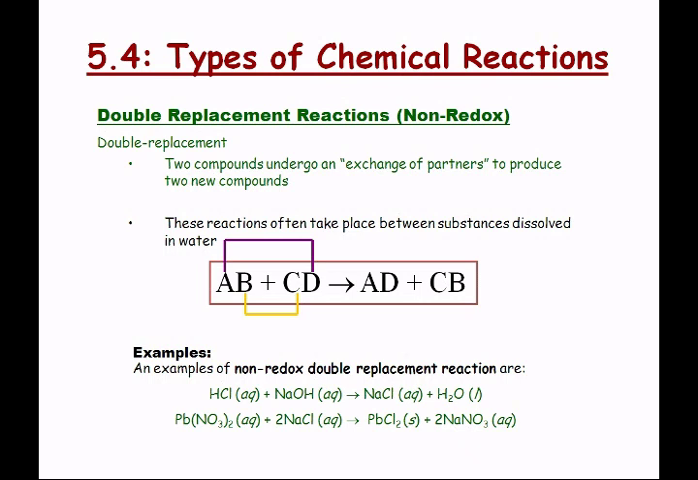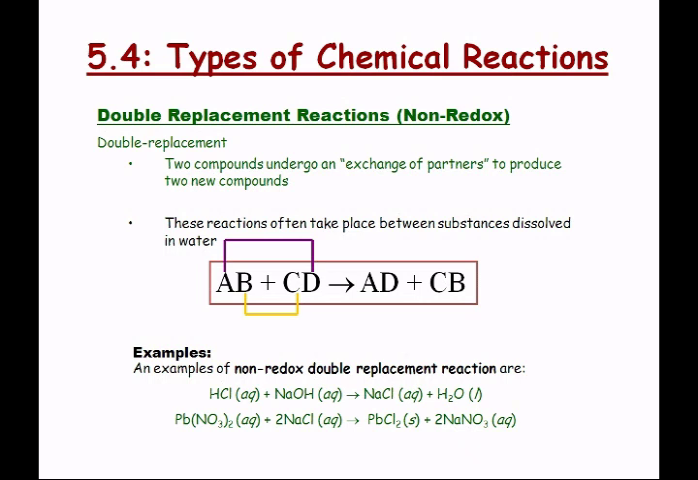So a double replacement reaction is always going to be a non-redox reaction. You'll usually find these between two ionic compounds that kind of do the do-si-do and switch partners. Two compounds undergo an exchange of partners to produce two new compounds. So we go AB plus CD goes to AB plus CB, and you see that B and C are now partners and A and D are now partners.